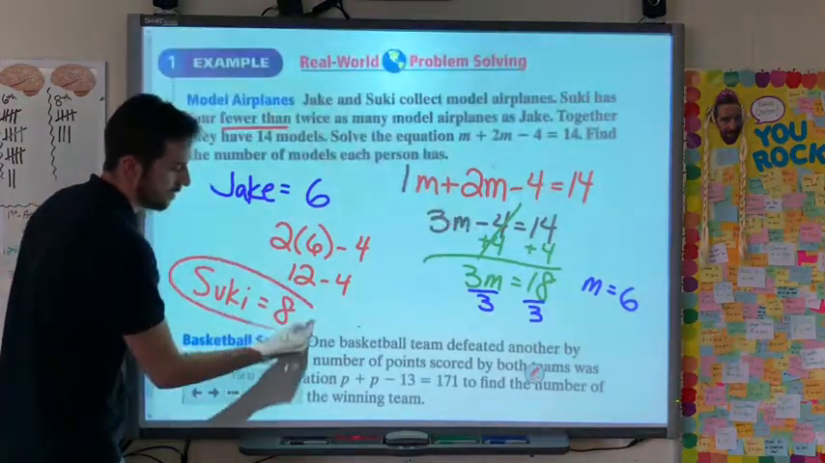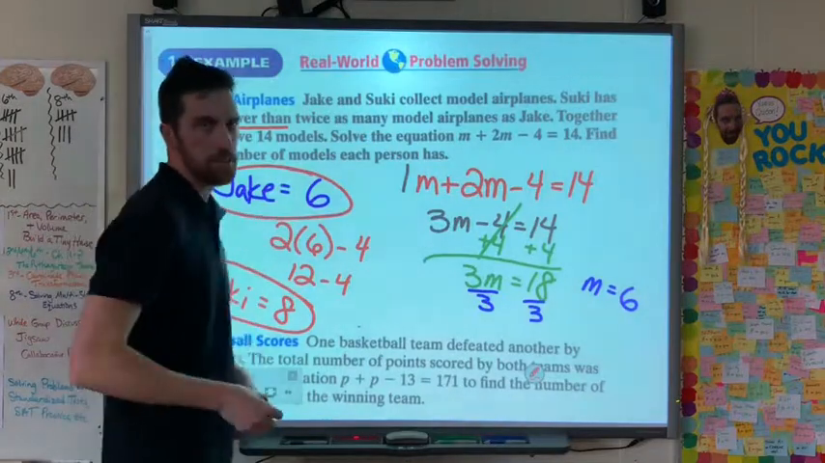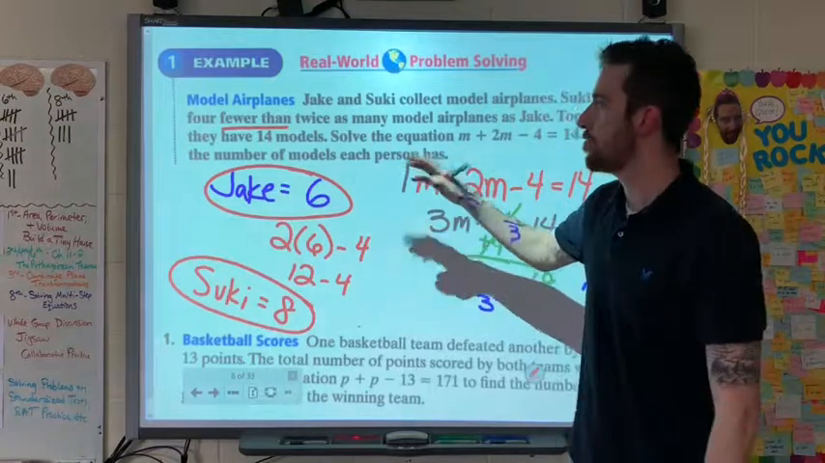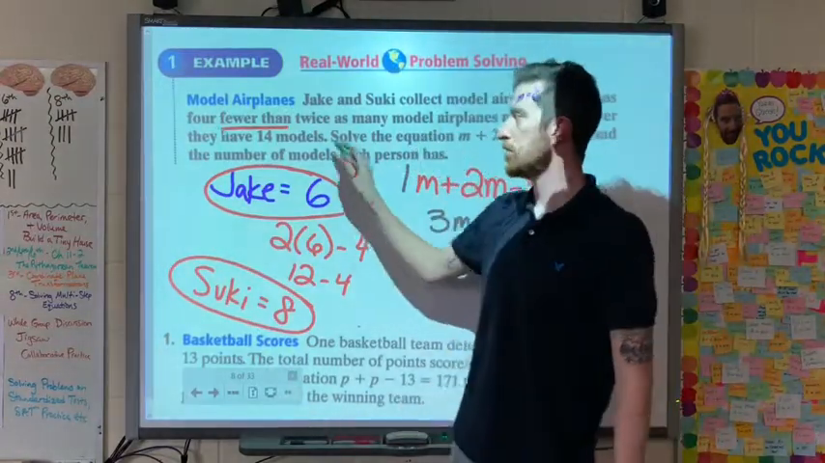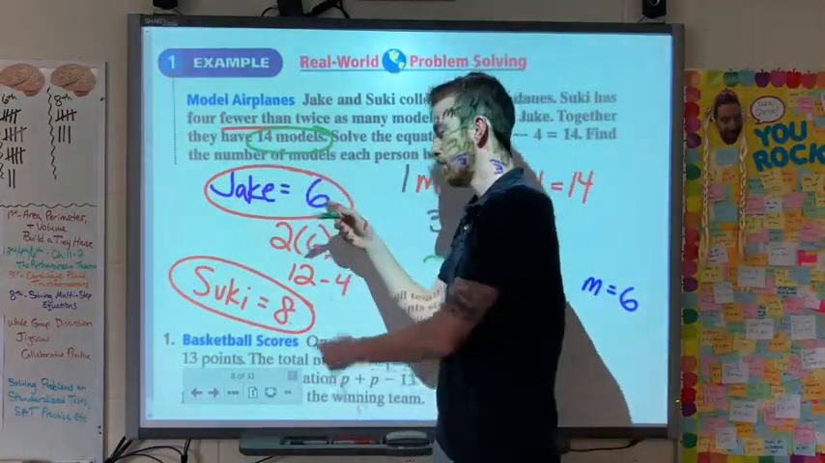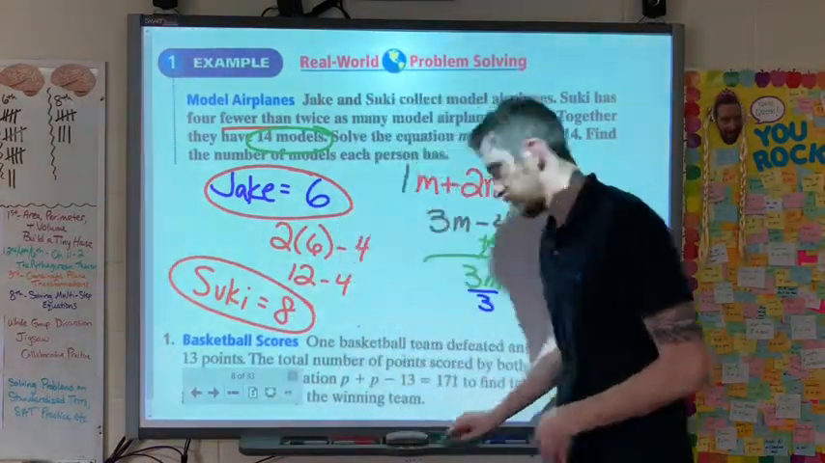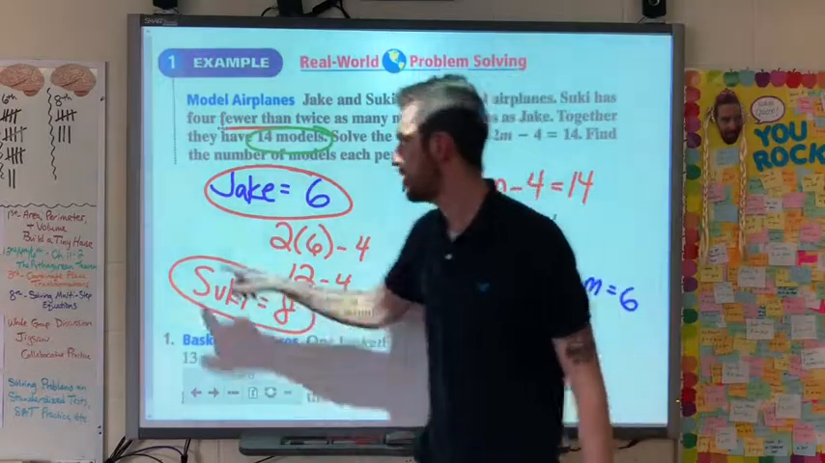12 minus 4, 8. So Suki had 8. Suki, 8. Jake, 6. You guys probably already knew that about Suki and Jake. Now make sure that makes sense. Altogether they had 14. 6 and 8, does that give us 14? You bet. So, let's try another one.